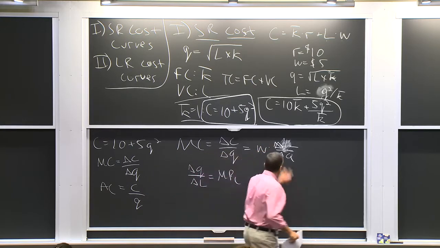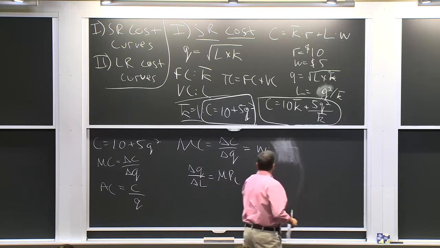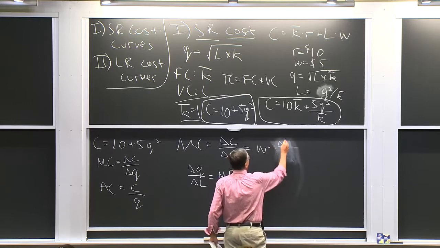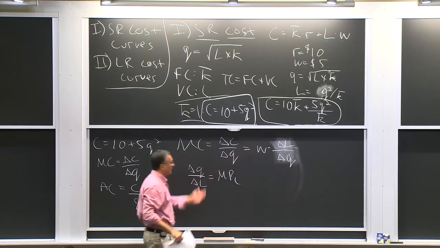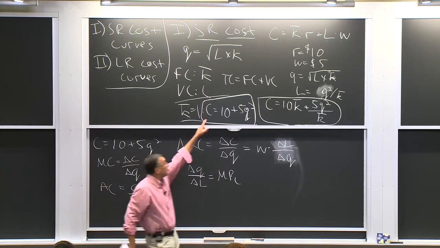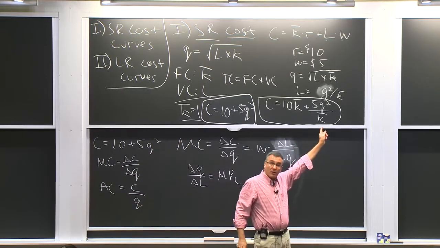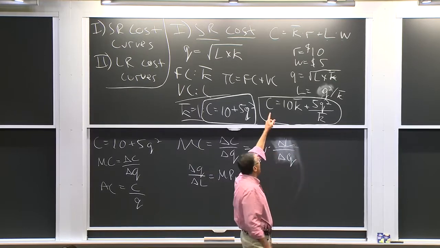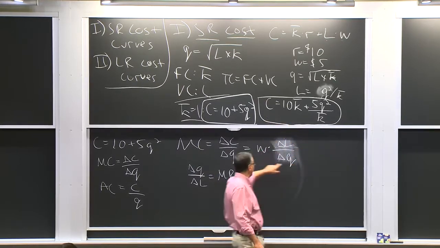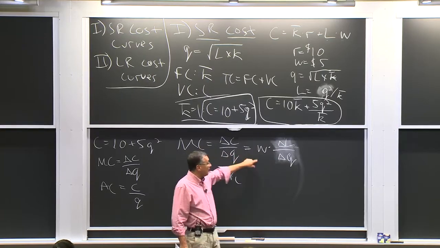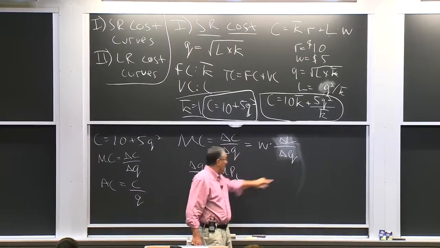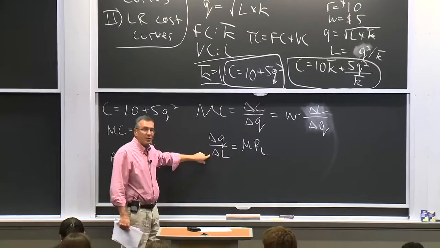Sorry, guys. W times delta L over delta Q. Okay, a little bit better. I got that because I just took the derivative of the cost function. Okay? First term drops out, we take the derivative. Second term, I just took the discrete derivative. And I just said delta C over delta Q is W times delta L over delta Q. Well, we know the marginal product is delta Q over delta L.